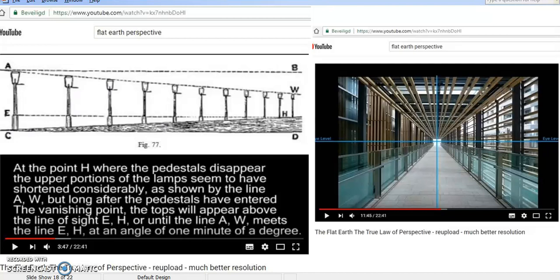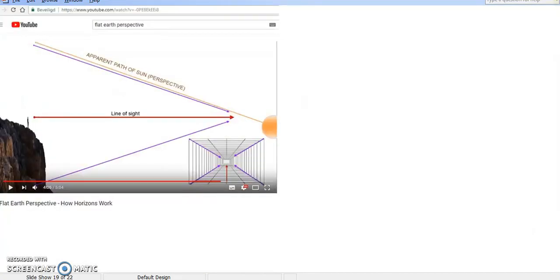In a different video, made by a different flat earther, the principle is explained again. He shows the sun path according to perspective, and with the image in the bottom, he shows that he knows the principle. But in the top image, he shows the sun going below his line of sight. But he doesn't show the ground moving up.